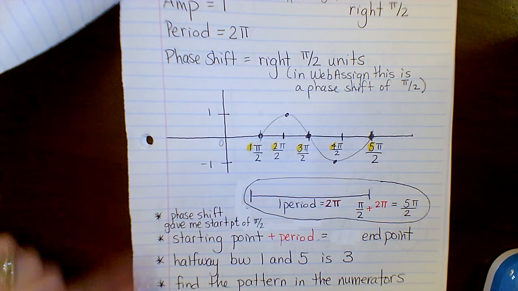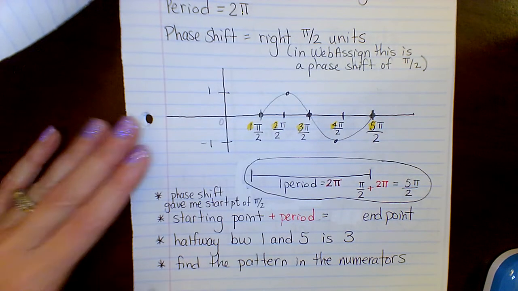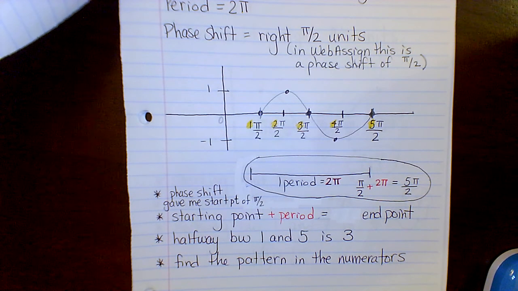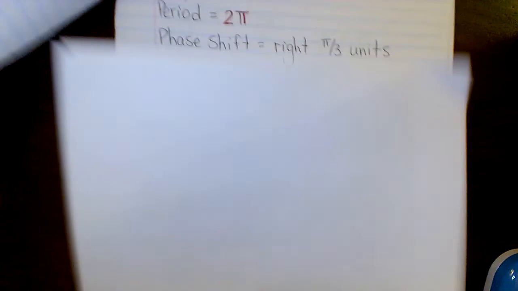So this is kind of my technique every time. I use the phase shift to give me a starting point. I take the starting point plus the period to give me my ending point. I find the halfway point to get this other 0. And then I just try to find a pattern, because there's always a pattern in there. Finding that pattern is going to mean that we need common denominators. So just keep that in mind.